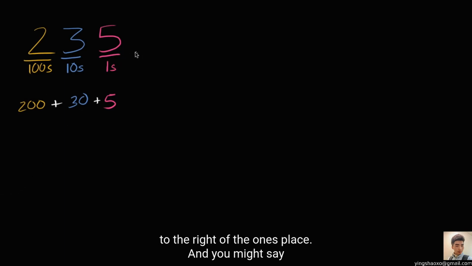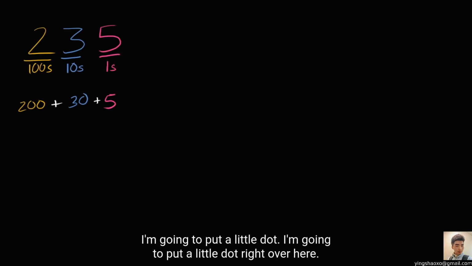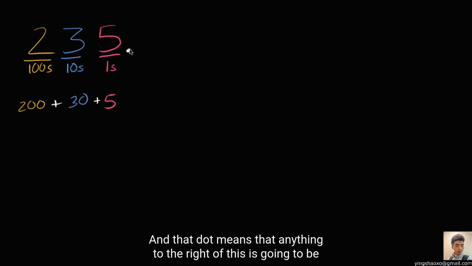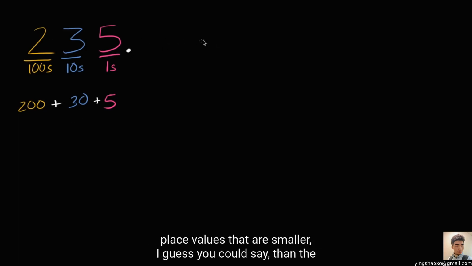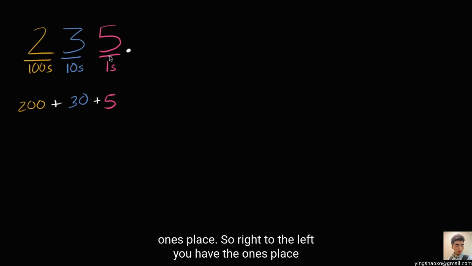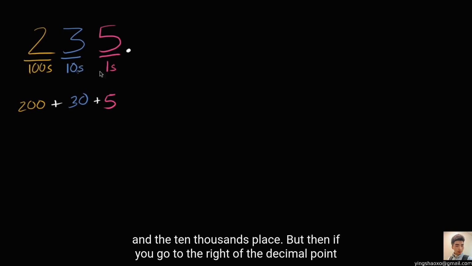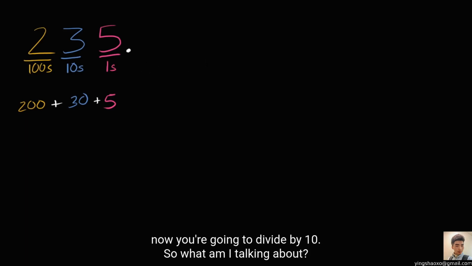Now what I want to do in this video is think about place values to the right of the ones place. And you might say, wait, I always thought that the ones place was the place furthest to the right. Well, everything that we've done so far, it has been. But to show that you can go even further to the right, I'm going to put a little dot right over here, and we call that a decimal point. That dot means that anything to the right of this is going to be place values that are smaller than the ones place. To the left, you have the ones place, the tens place, and the hundreds place, and if you were to keep going, you'd go to the thousands place and the 10,000s place. But if you go to the right of the decimal point, now you're going to divide by 10. So what am I talking about?